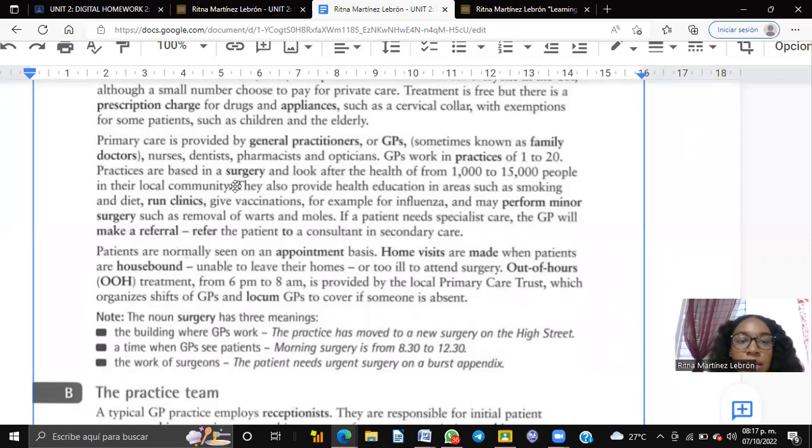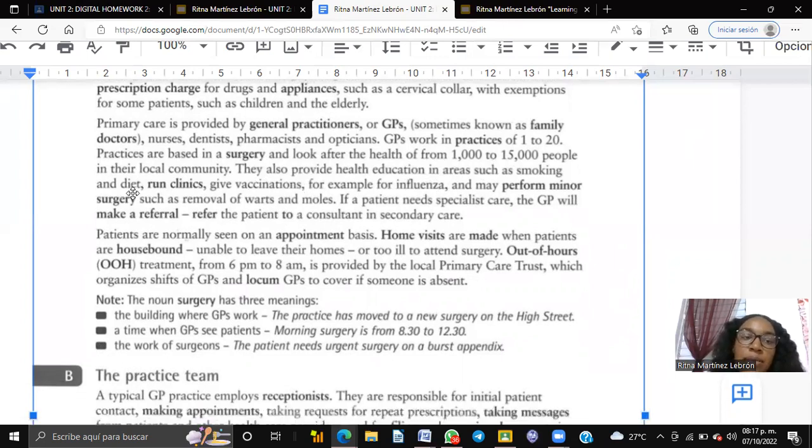Practices are based in a surgery and look after the health of around 1,000 to 15,000 people in their local community. They also provide health education in areas such as smoking and diet, run clinics, give vaccinations, for example for influenza, and may perform minor surgeries such as removal of warts and moles.